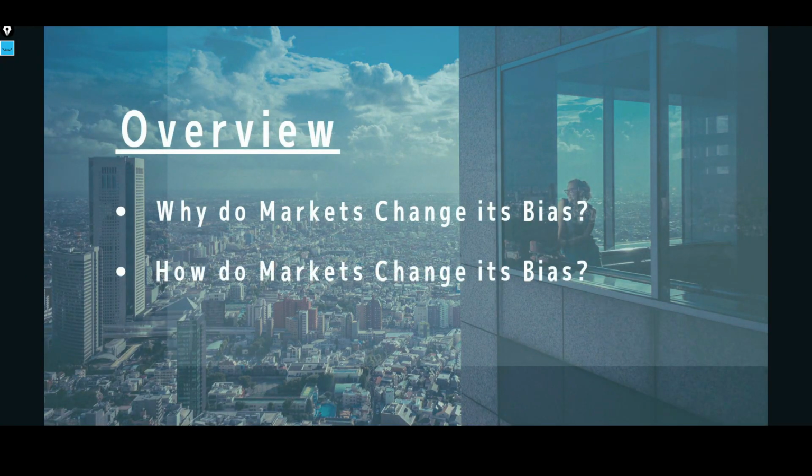Okay, so here's an overview. First I'll be going over why markets change its bias to begin with. Then I'm going to go on to how markets change its bias. In this section, I'm going to present some basic ways in which markets change its bias and what price characteristics to look for so you can know when these changes occur.